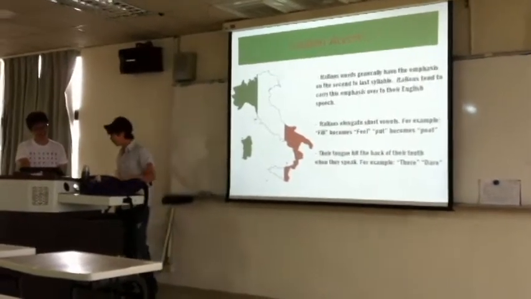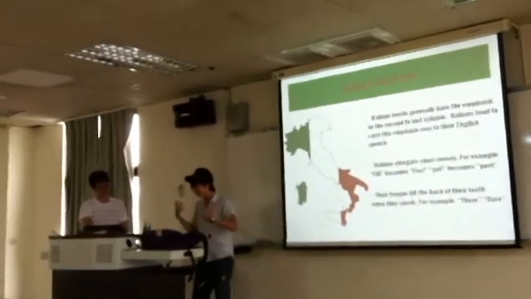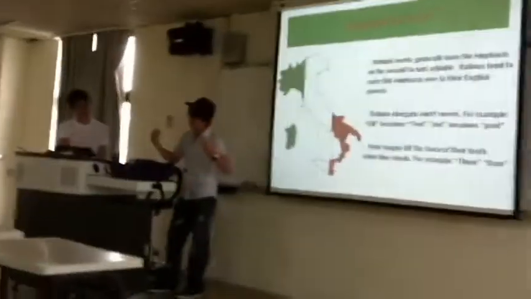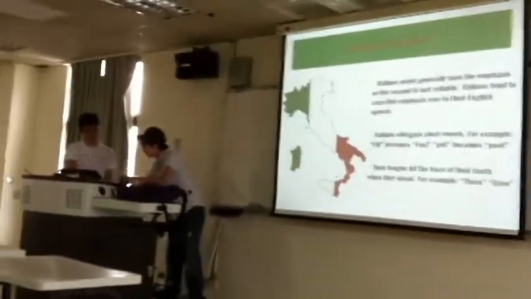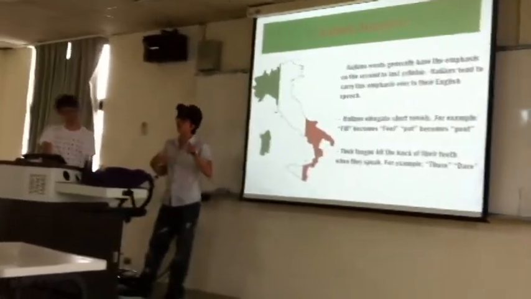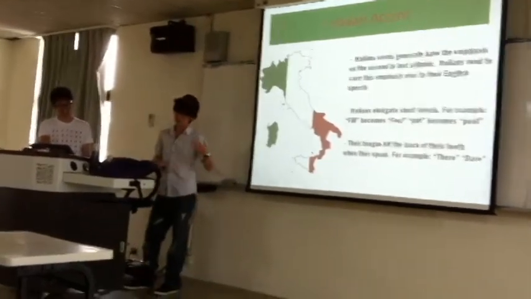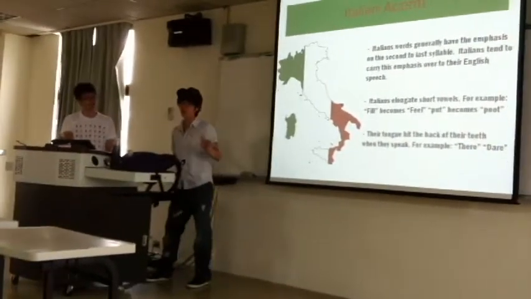Okay, next. We Italiano elongate short vowels. For example, when they say feel, we go like feeel. When we go like put, they go like puuut. They just elongate the whole thing. Okay. And our tongue hits the back of our teeth when we speak. For example, there. They go like, dare. Okay, this is off topic, okay?